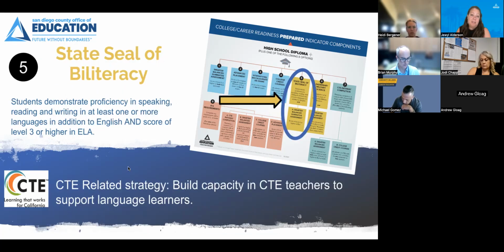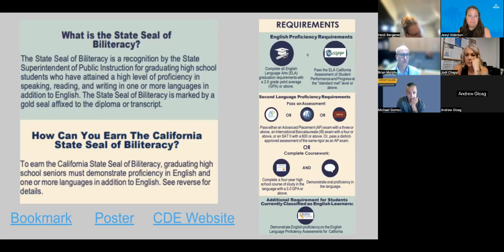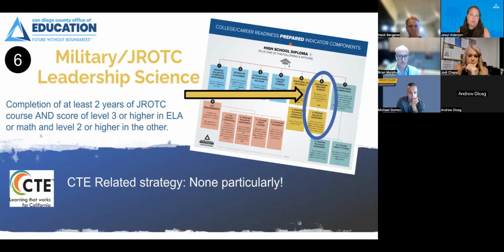We talk about the state seal of biliteracy. You may or may not offer it in your district, but one way to support students who are state seal of biliteracy students, a lot of times these might be students who are language learners who have capacity in more than one language. And so if we're building the capacity in CTE teachers to support language learners, it may also support your numbers on the state seal of biliteracy. If you want more information on that seal, there's a whole slide of info here.